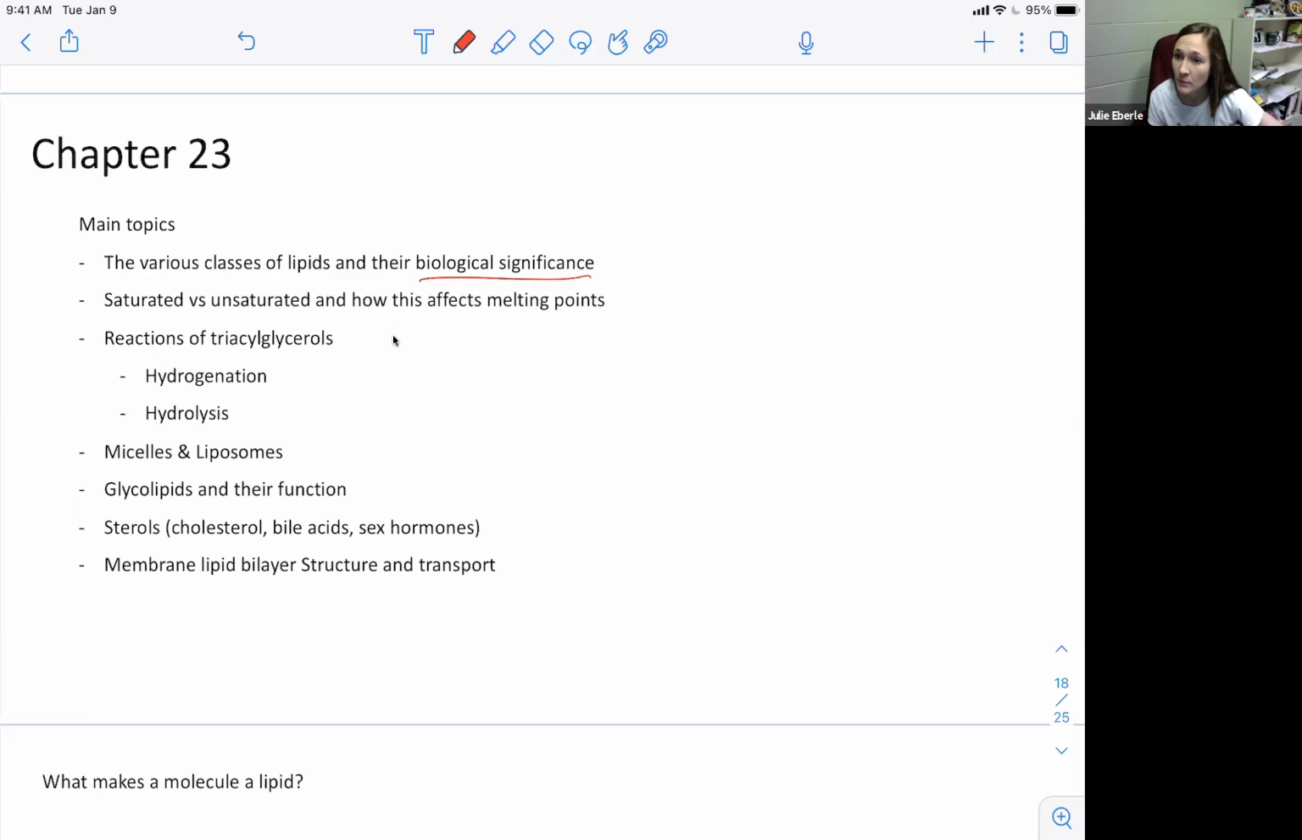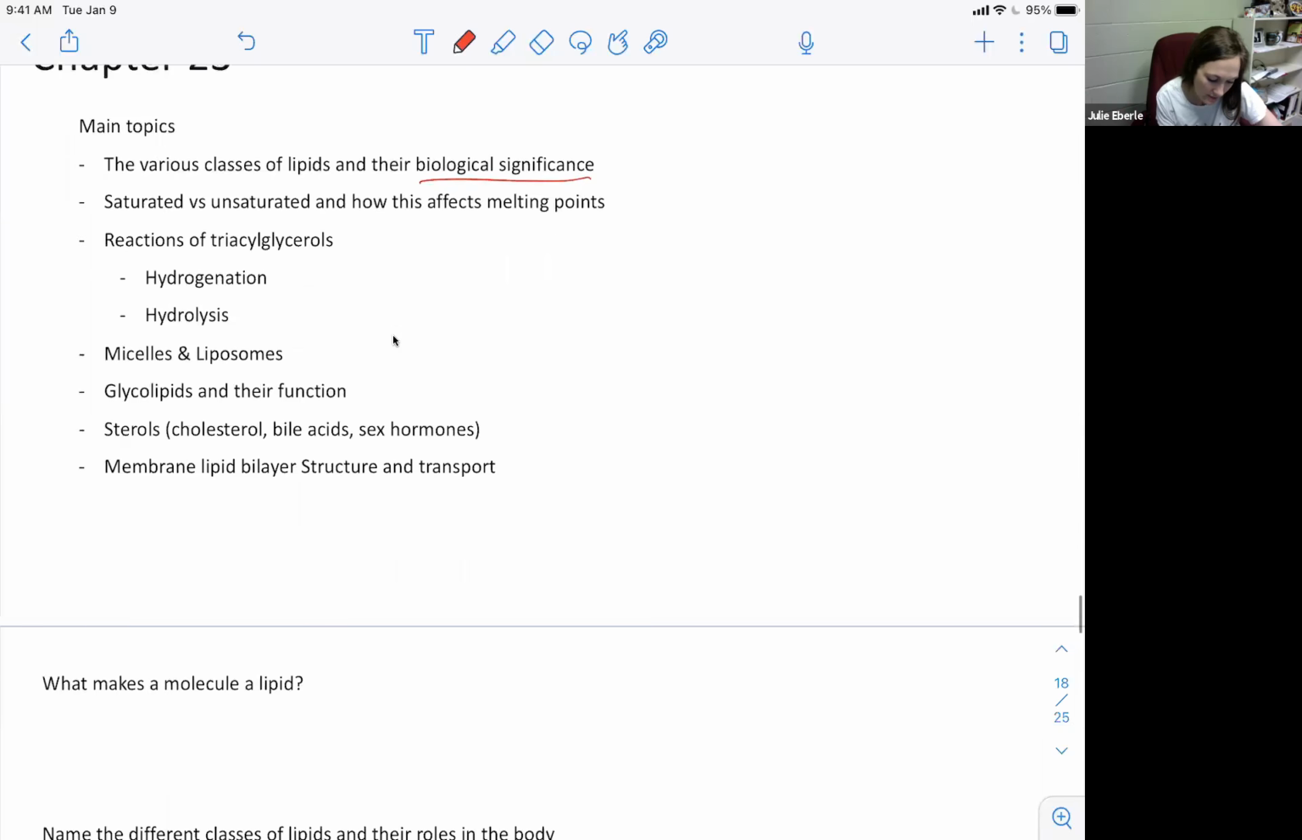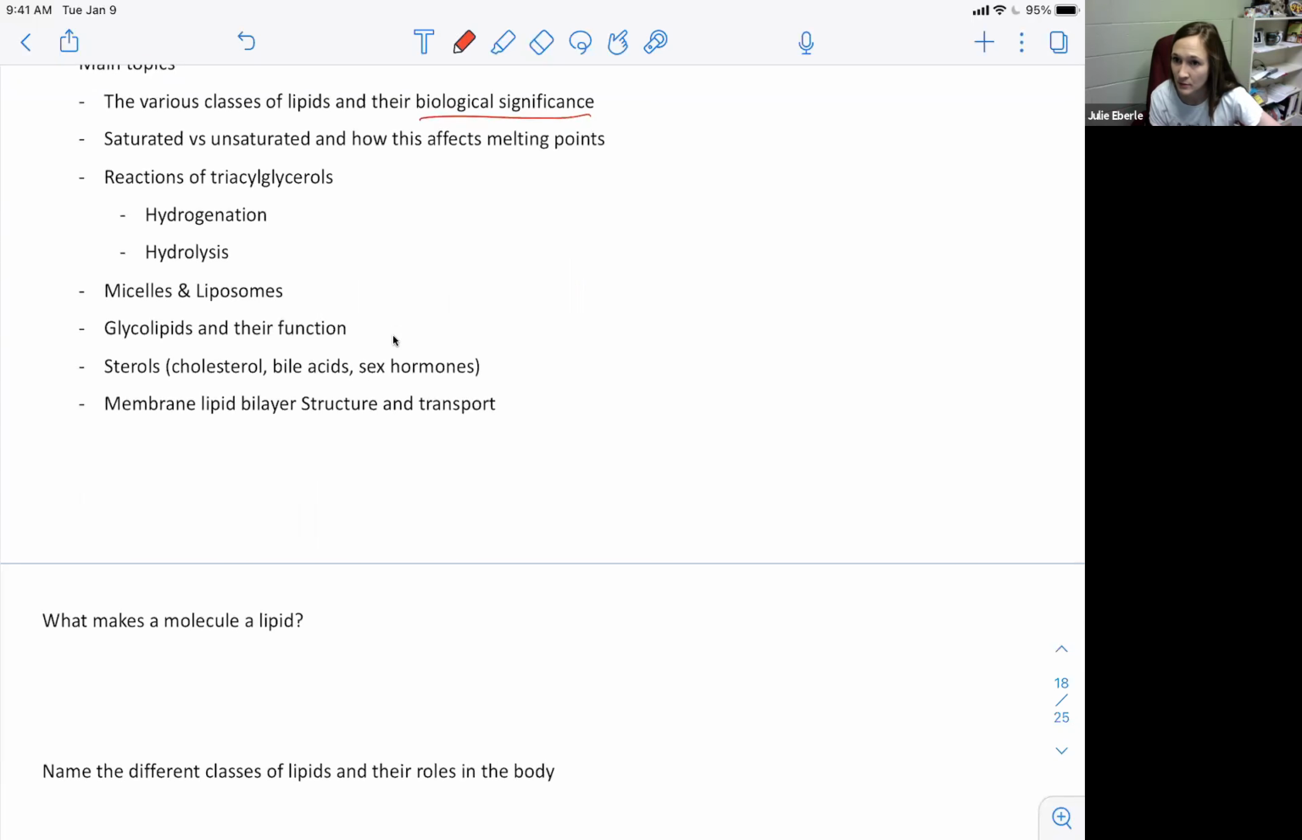There's a whole big problem on exam 2. Was this exam 2? About writing out the products from the hydrolysis of a triacylglycerol. You should get glycerol and your 3 fatty acids. We'll look at that. The difference between micelles and liposomes, that was also an exam question that we've talked over before.